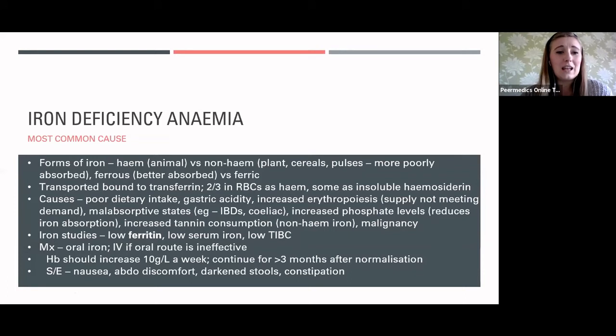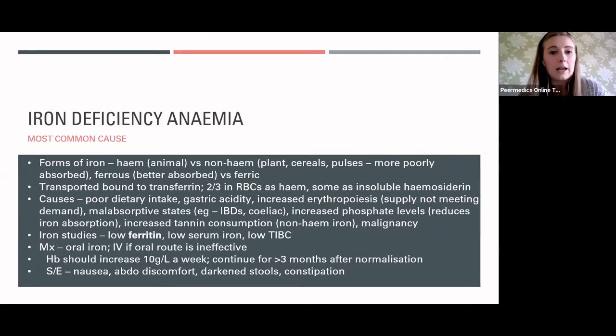Iron deficiency anemia is your most common cause of anemia, and it affects about 30% of the world's population. Most commonly it's affecting menstruating women because naturally we tend to bleed, you lose iron, and it's not getting made up for in dietary sources and things like that.